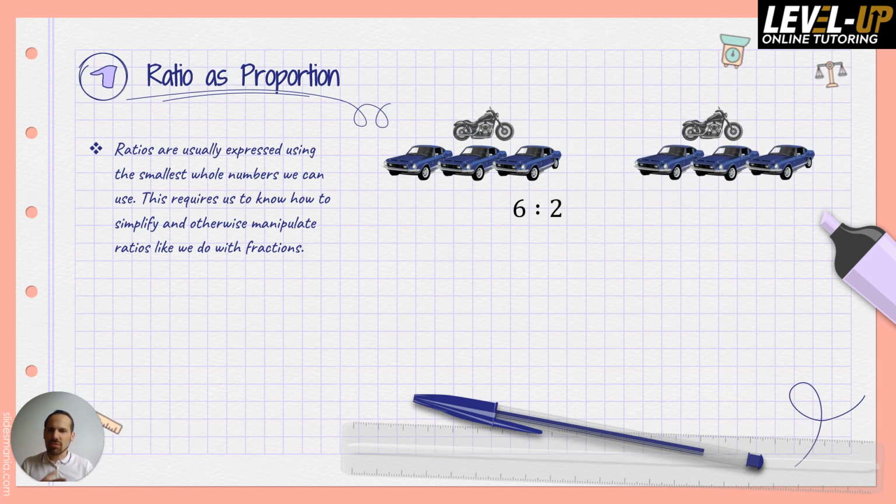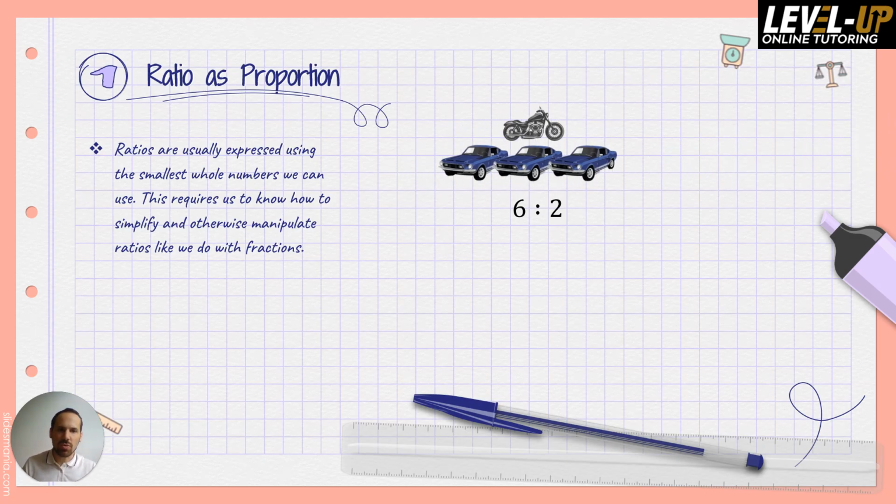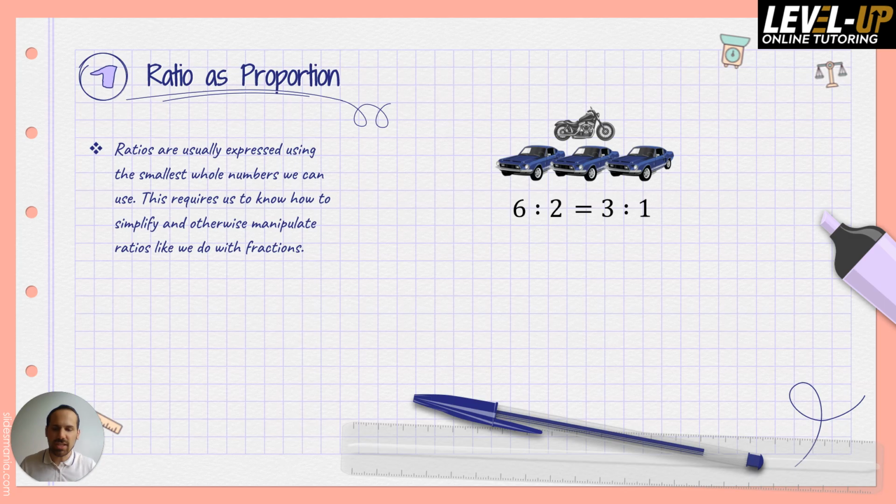However, that's not the simplest ratio, because where you have 6 cars for every 2 motorcycles, you see how we can break that down further to actually have 3 cars for every 1 motorcycle. So we can get rid of one half of it, and it can be reduced down to just 3 to 1. That would be an equivalent ratio. So that's a way of visualizing what's going on there.